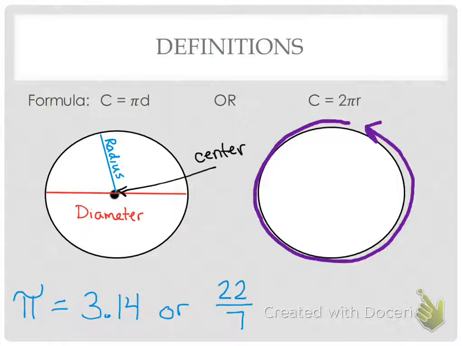All right, last but not least, we have the circumference. And the circumference is down here, and the circumference is basically the distance around a circle. That's the circumference. So these formulas help us find the circumference or the distance around a circle based on its diameter or its radius. All right, so I'll give you a minute to write all of this down, and then we'll move on to the examples.